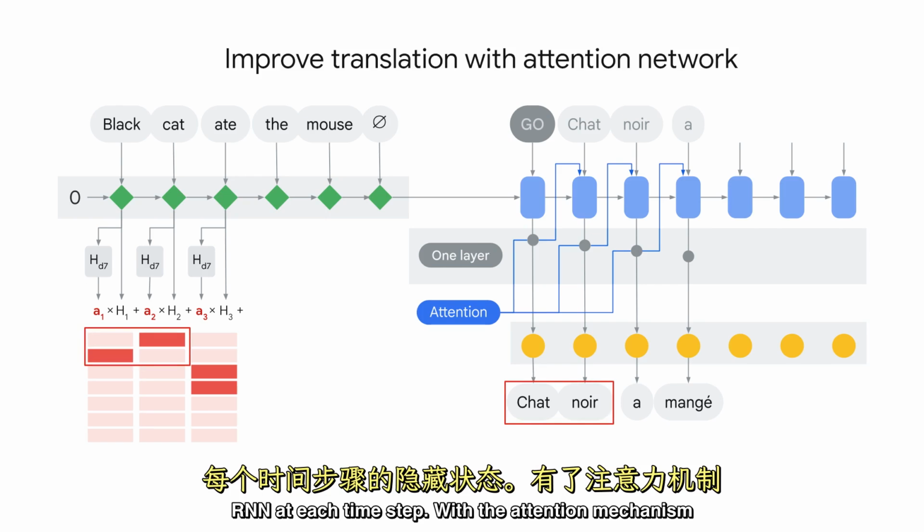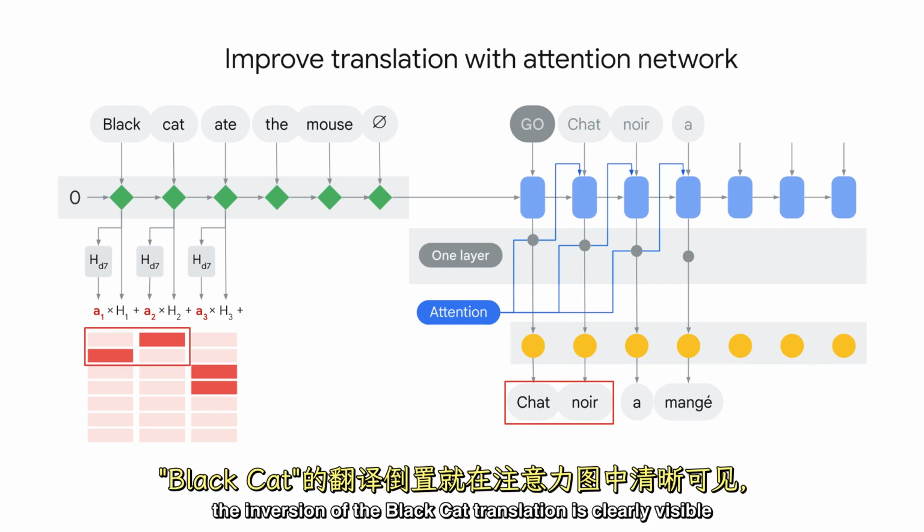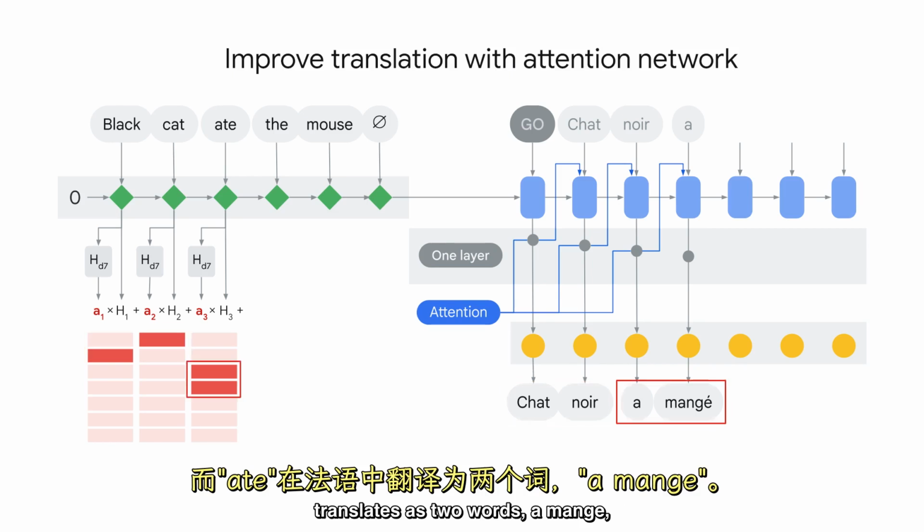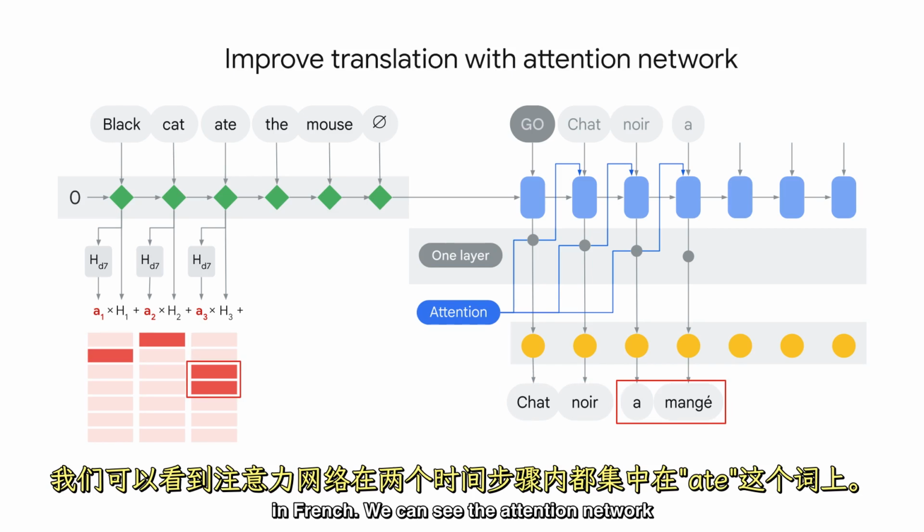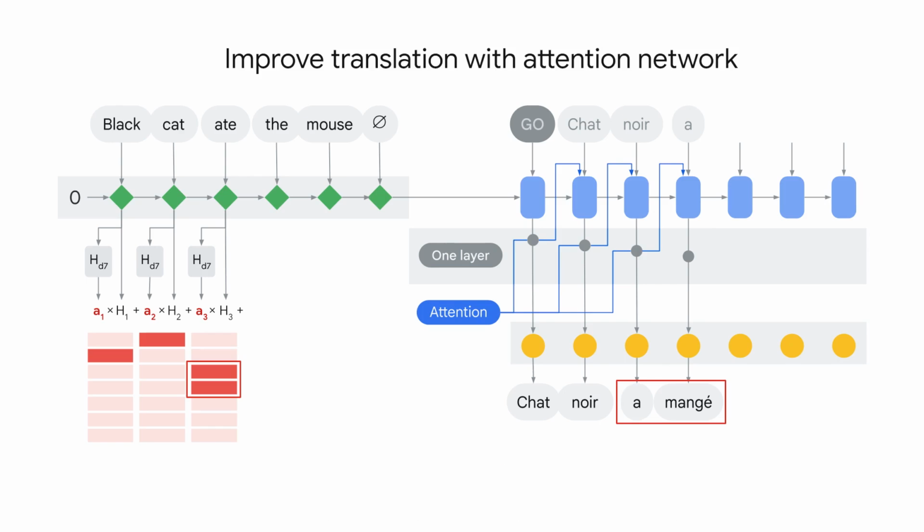With the attention mechanism, the inversion of the black cat translation is clearly visible in the attention diagram. "Ate" translates as two words, "a mangé", in French. We can see the attention network staying focused on the word "ate" for 2 time steps.